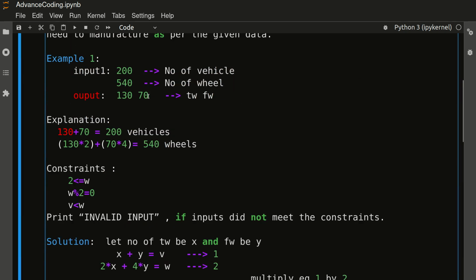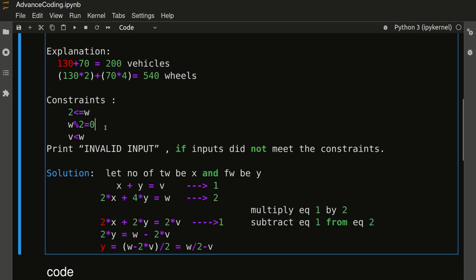So I hope you have understood. This was a simple mathematical question, and I have given you some explanations on how you should do well in the exam.